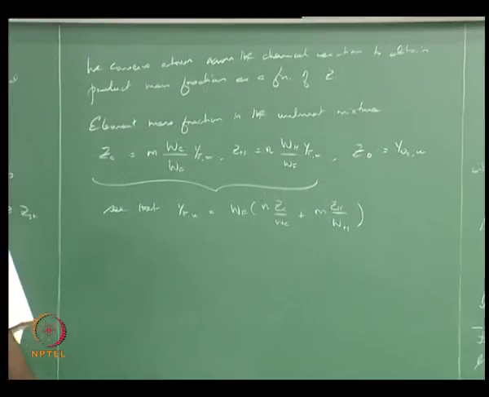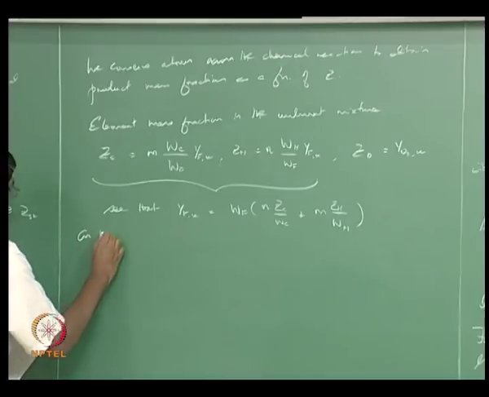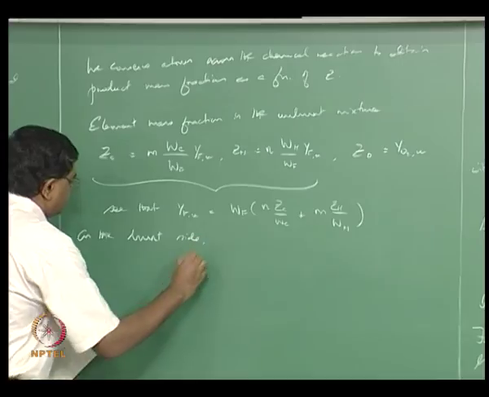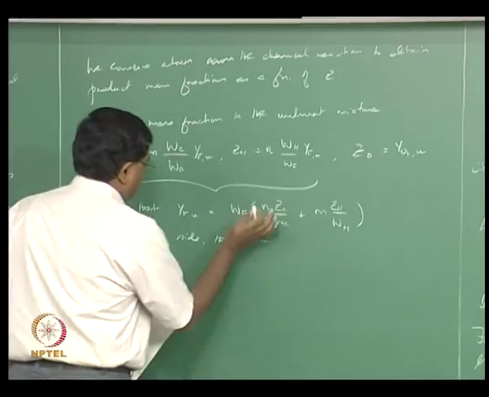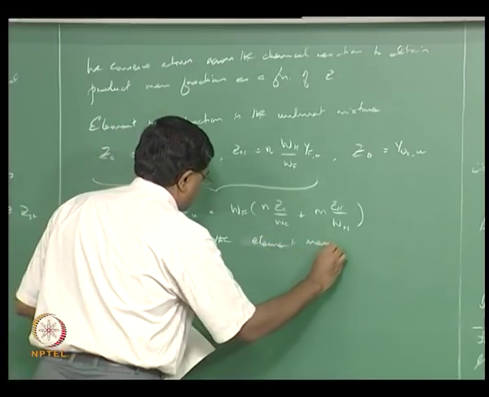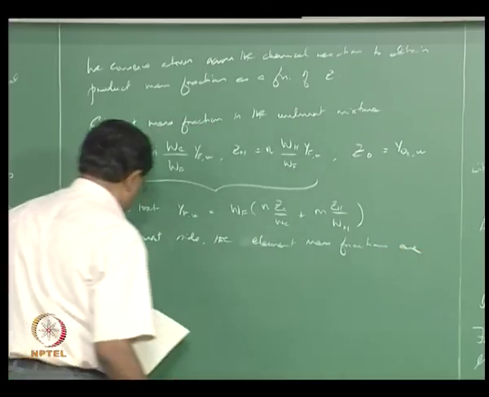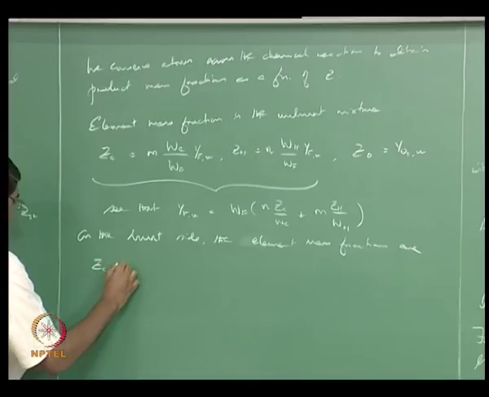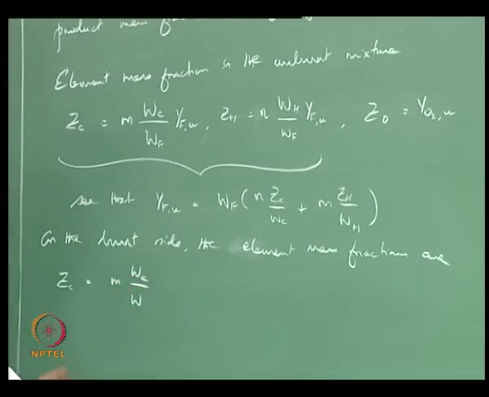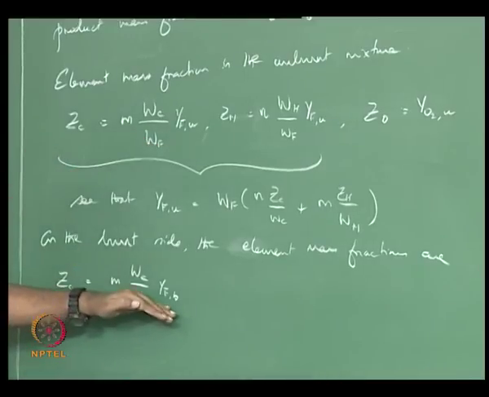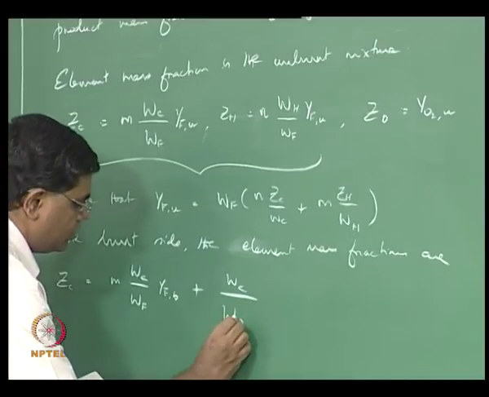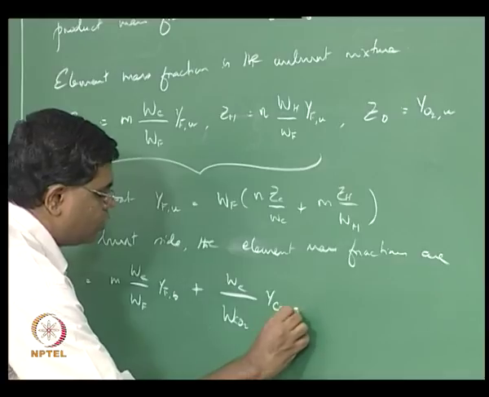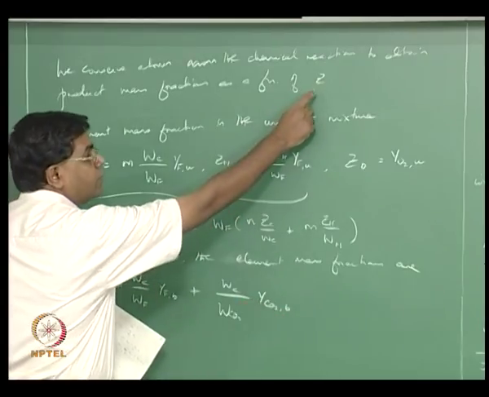All right. On the burnt side, for the products, the element mass fraction for the carbon we have ZC equal to MWC divided by WF YF comma B. That's actually for if you have excess burnt fuel, plus if carbon is also there in carbon dioxide, that's what we are more interested in, WCO2 times CO2 burnt, and this is what we are trying to find out in terms of Z, okay.